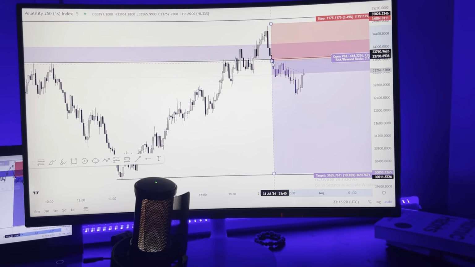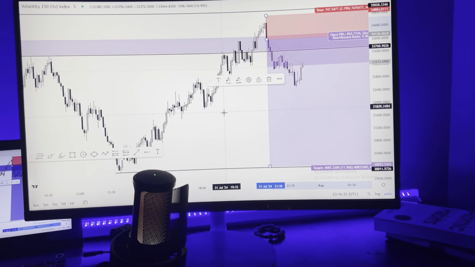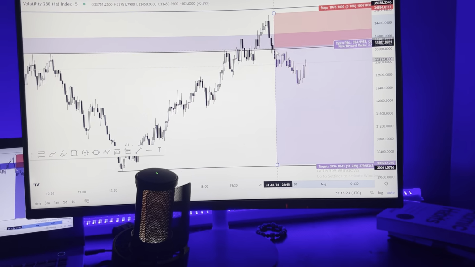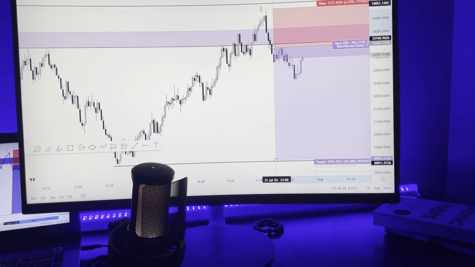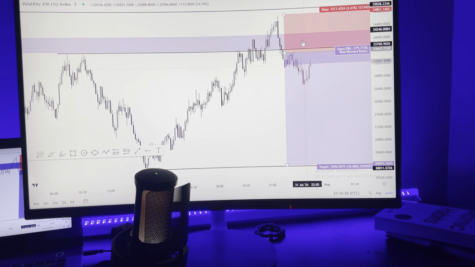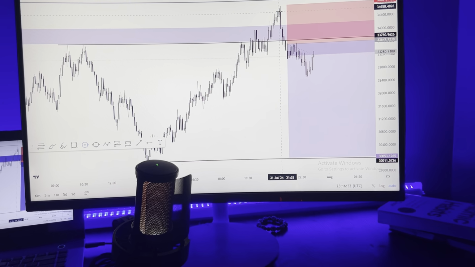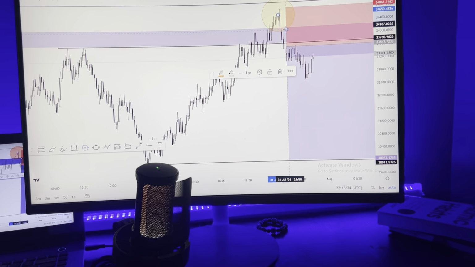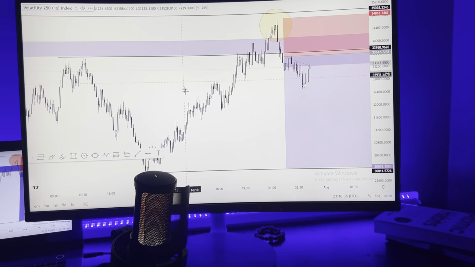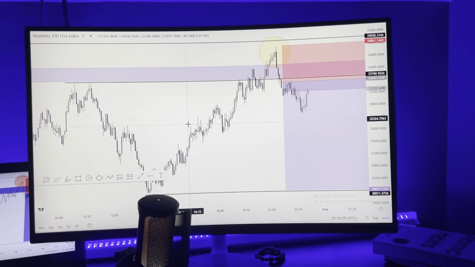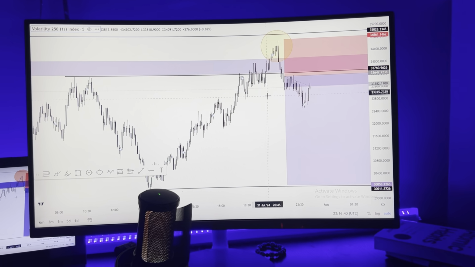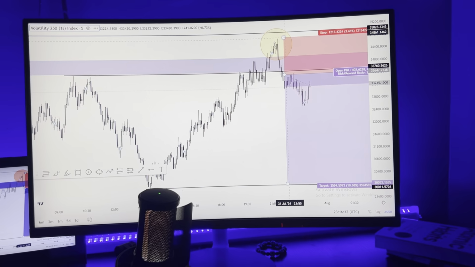My entry was supposed to be somewhere around here, but since I got on it late, here's where my entry is. I still maintain the same stop loss. The engulfing candle here was supposed to be my entry trigger, but I actually missed it. So right now I'm just in, sitting and waiting.